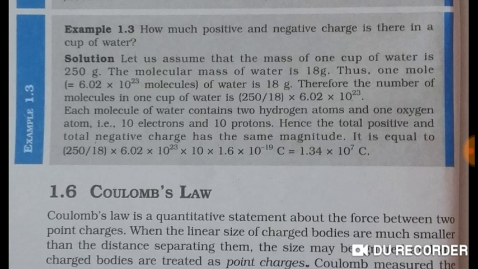Each molecule of water contains 2 hydrogen atoms and 1 oxygen atom, that is 10 electrons and 10 protons. Hence, the total positive and total negative charge has the same magnitude. It is equal to 250/18 × 6.02 × 10^23 × 10 × 1.6 × 10^-19 coulomb, which equals 1.34 × 10^7 coulomb.